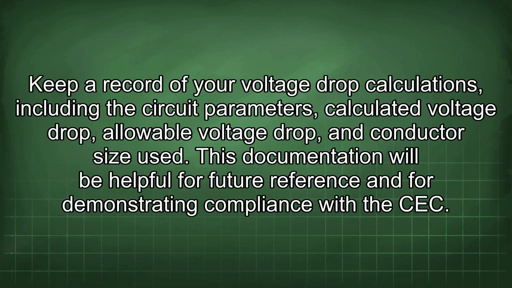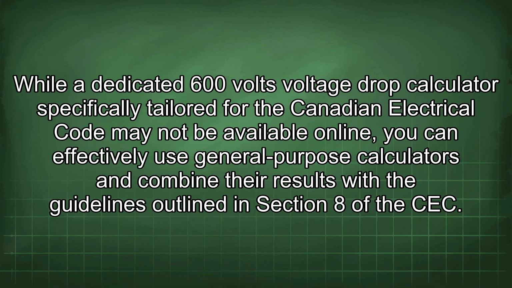Keep a record of your voltage drop calculations, including the circuit parameters, calculated voltage drop, allowable voltage drop, and conductor size used. This documentation will be helpful for future reference and for demonstrating compliance with the CEC. While a dedicated 600 volts voltage drop calculator specifically tailored for the Canadian Electrical Code may not be available online, you can effectively use general-purpose calculators and combine their results with the guidelines outlined in Section 8 of the CEC.